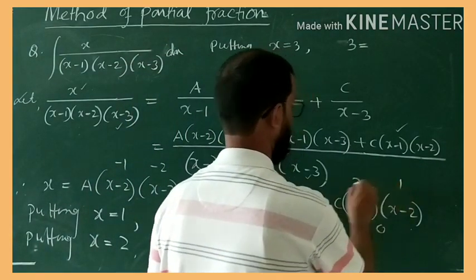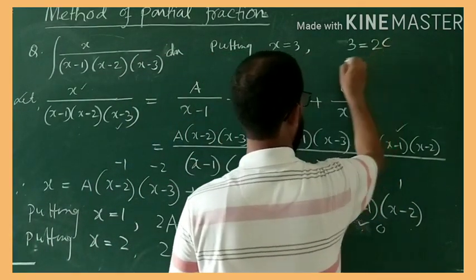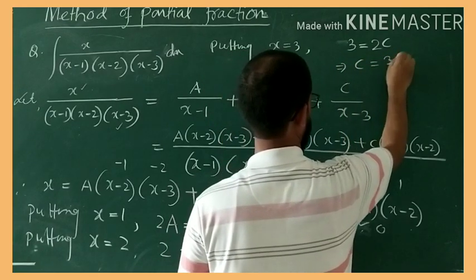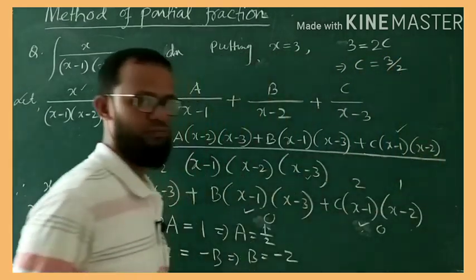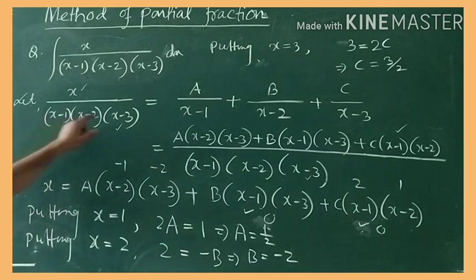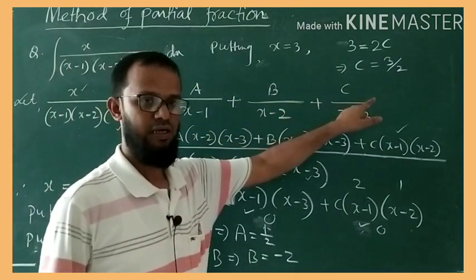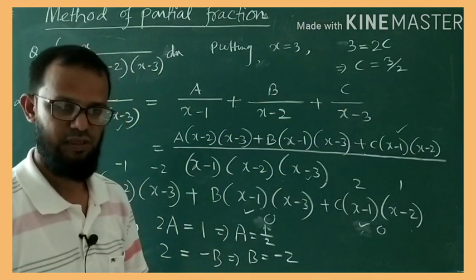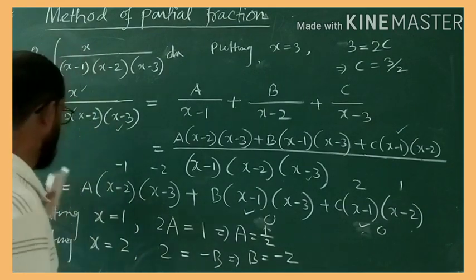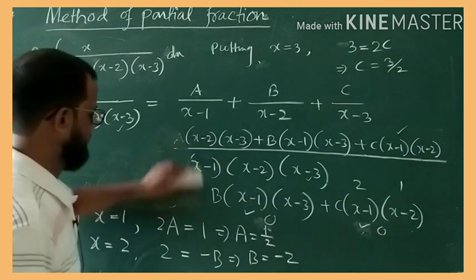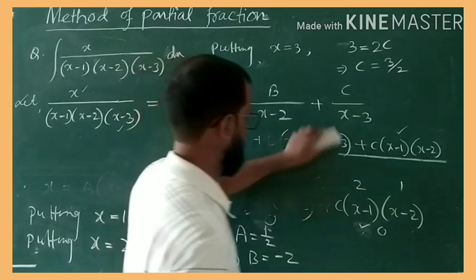Then this is 1. So 2c. Finally, what is c equal to? 3 by 2. Okay. Now replacing the value of a, b, c here, and after taking integration, you will find the final result. So what we will do? Replace the value of a, b, c.